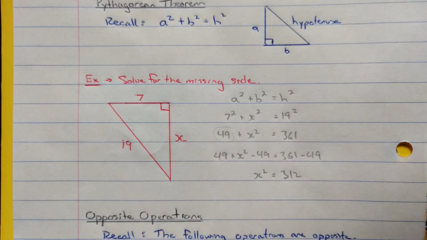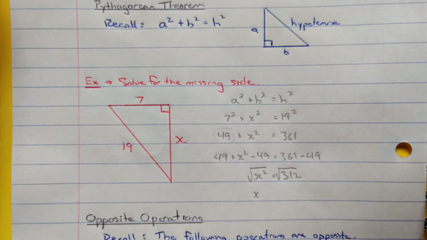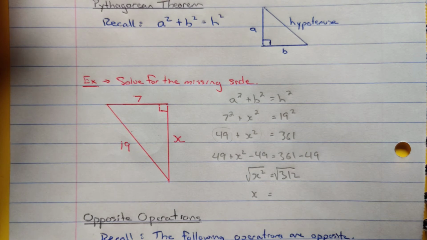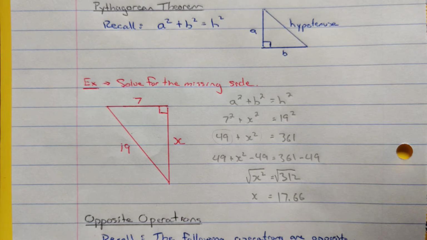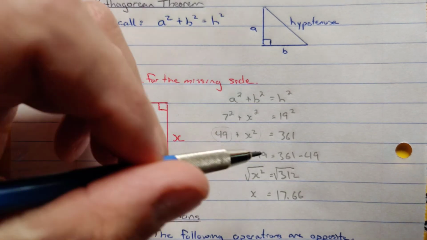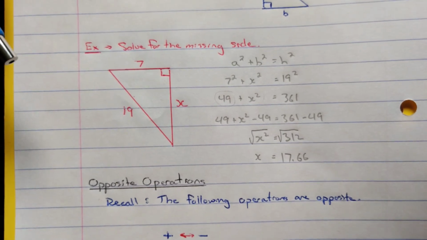And now we got to do some square rooting because the opposite of x squared is going to be the square root of that. And so we take the square root of x squared. We get x. We take the square root of 312, and 312 square rooted is going to give me 17.66 when rounded. So that's solving for the missing side again. This is an algebraic concept that we will be using in the coming lessons.